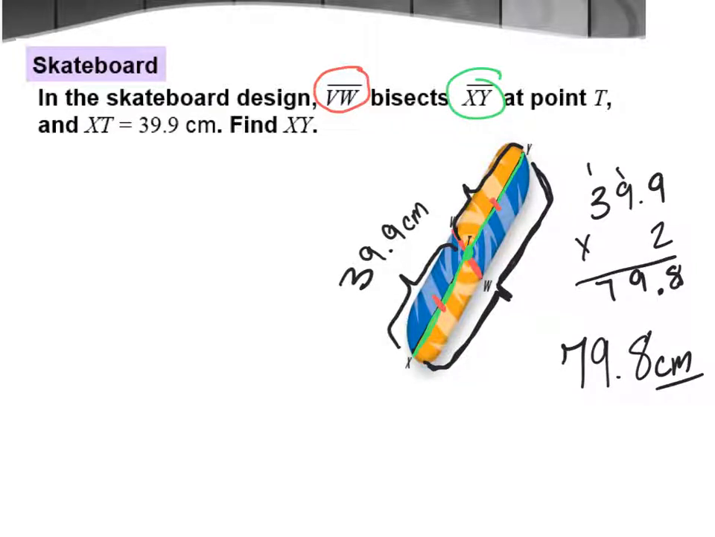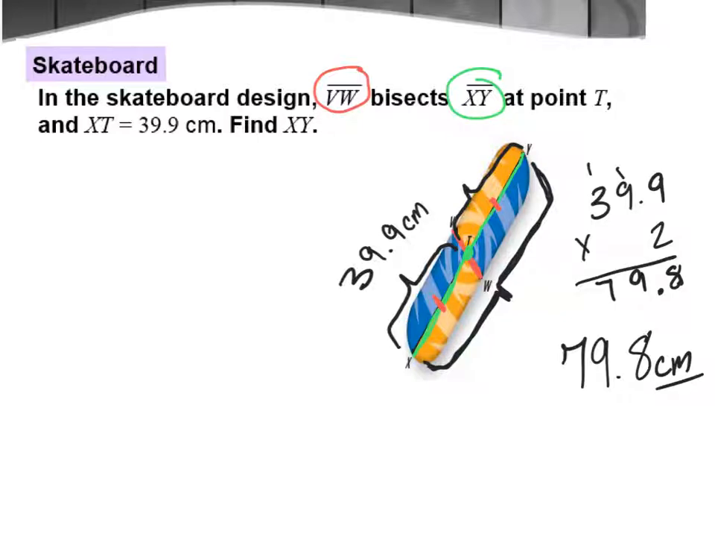centimeters. Notice I put the units on there. Very important. If they said centimeters, it must be important. I've got to use centimeters. So we found XY, which is the total distance across, based on that one little line. But this wouldn't have worked unless that was a bisector, because that's the only thing that told us that the other side had to be exactly the same.